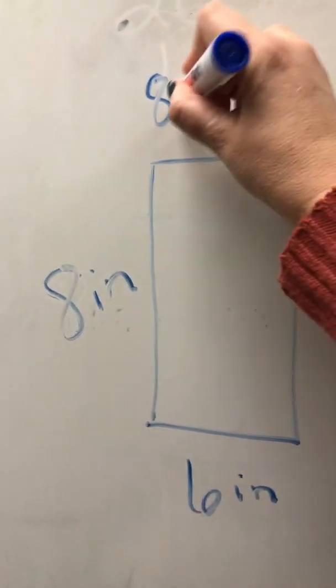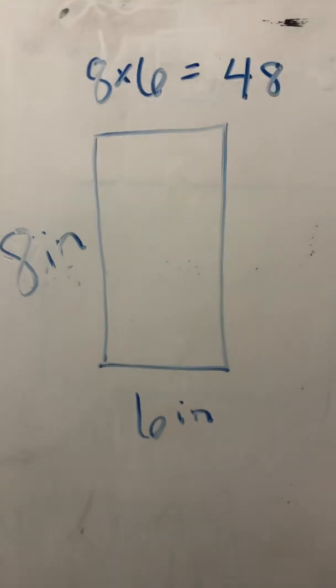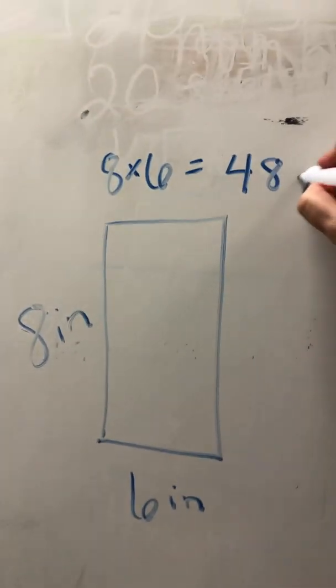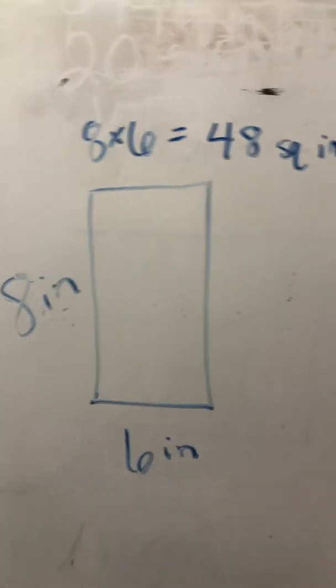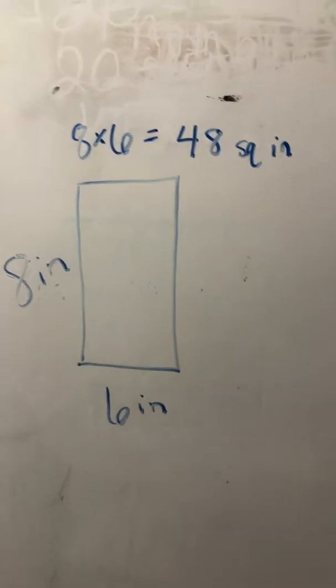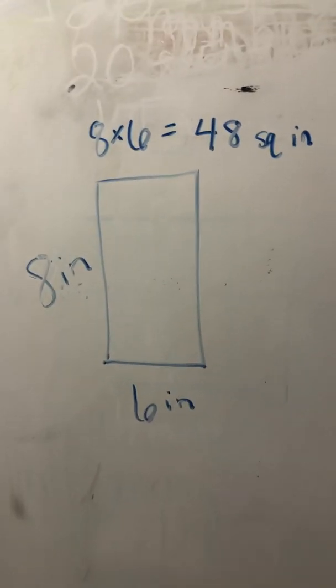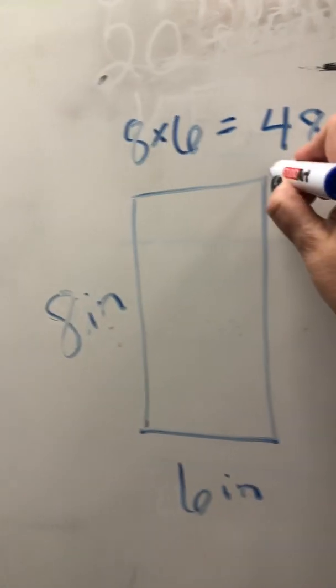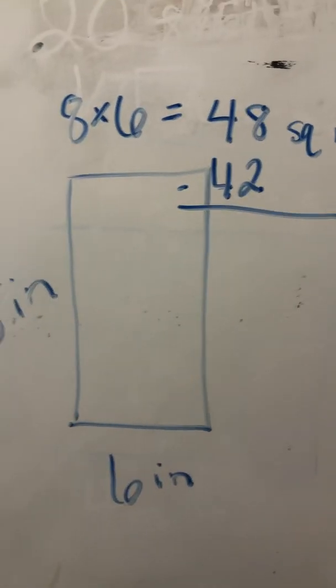And hey, I know how to find the area of that. 8 times 6 is 48. Very good. Of course, that is square inches. And that's how many square inches would fit on the surface of that rectangle. That's the surface area. But the question was, if he only has 42 square-inch tiles, how many more does he need?